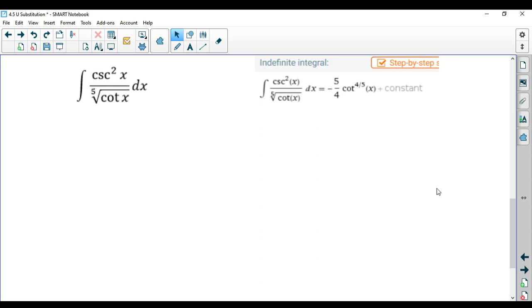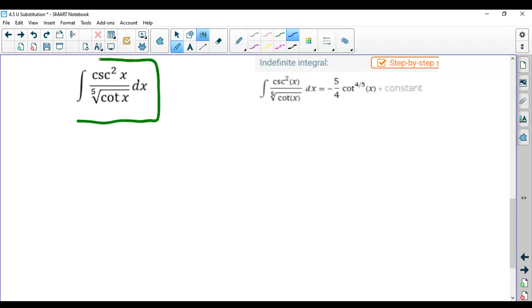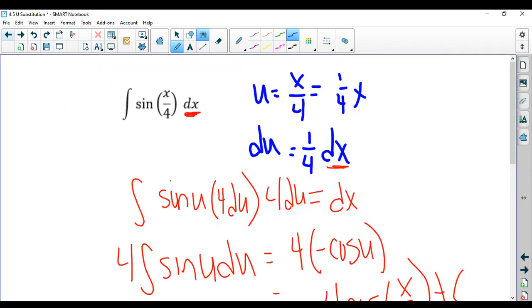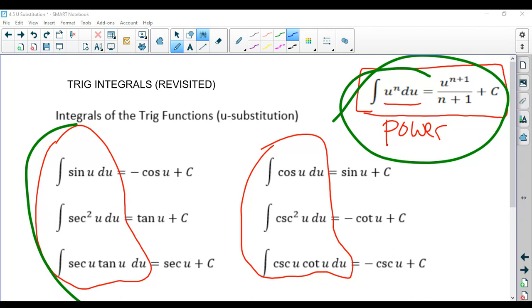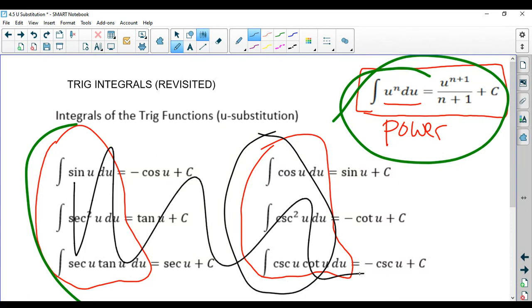Here is the last video example of integrating a trig function. This one. So first of all, I'm going to go back to my trig formulas and notice that it obviously is not any of these. So that's not going to help. But that really means this. If it's not any of these trig functions, then it's got to be the power rule.